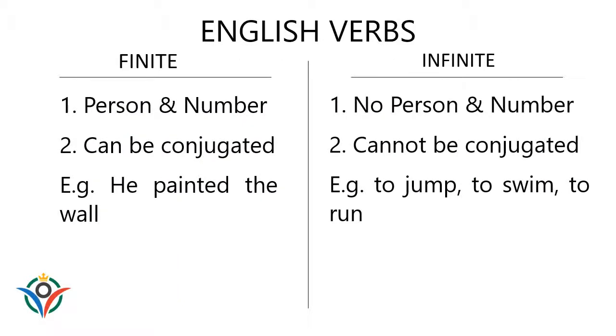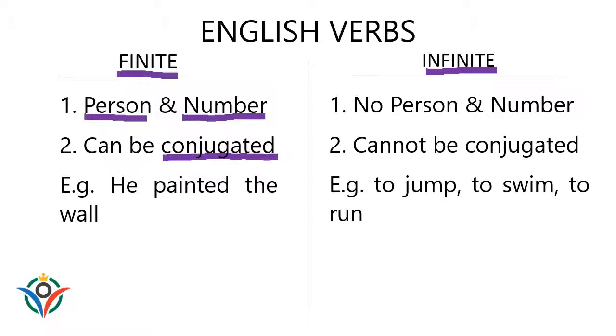So in the first lesson, we learned that a verb is an action or doing word. And in this lesson, I want to look at 2 characteristics of English verbs. And the first one is that they are either finite or infinite. So what's the difference between them? Well, finite verbs have a person and a number. Therefore, they can be conjugated.